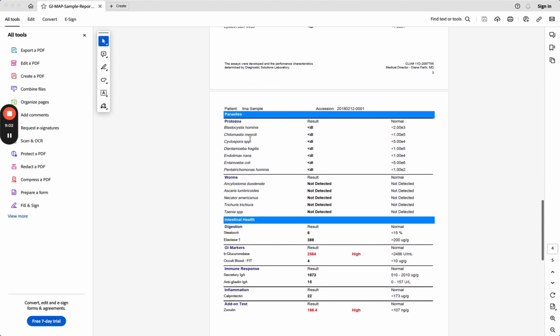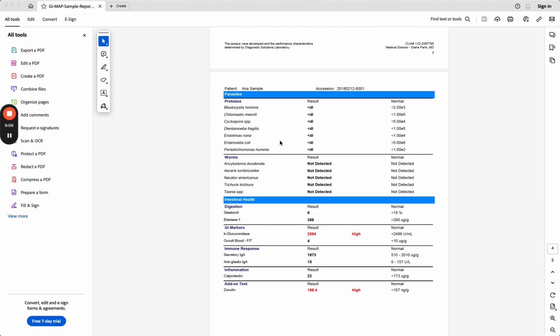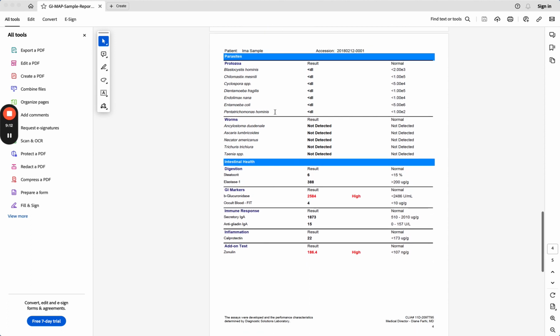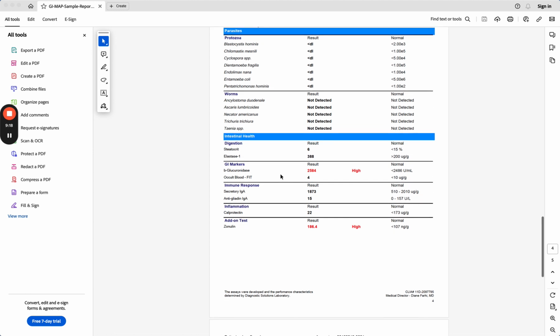The next two categories are parasites and worms, and I would also say that I don't see a lot of positives here. There's some controversy as to whether or not some of these are pathogenic. And then we get down into the other markers, and this part can be very interesting. If we didn't see anything up above, we might see something here.